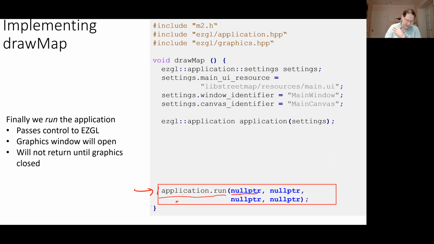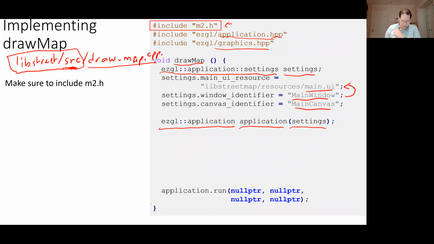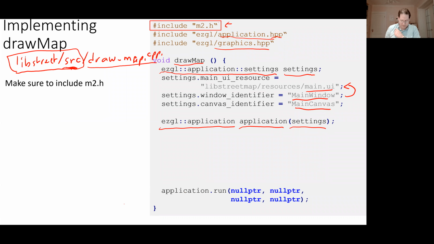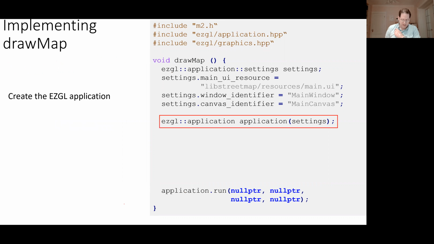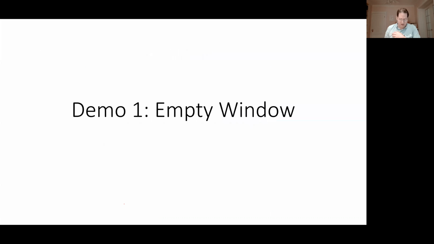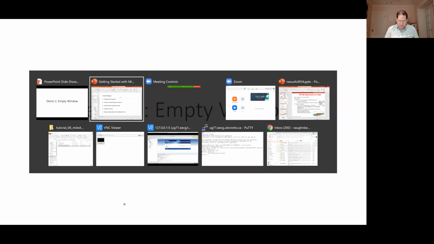The way we've written this, that means draw map would return. And if we go back to the start of our program, after draw map returns, we would have closed maps and then we would have ended our program. So that proceed button actually closes the graphics window and keeps running whatever comes next in your program. All right, so that is our empty window. Let me go and demonstrate that.